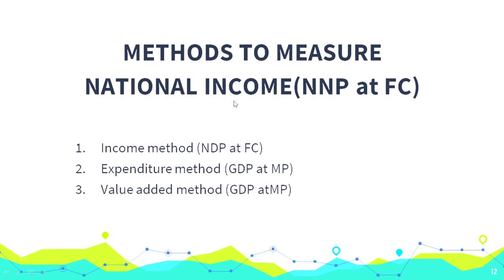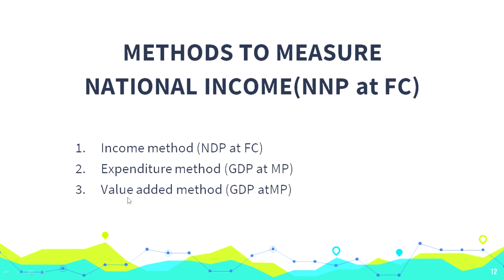First one is national income, which I have informed earlier and you have already learnt it. National income is NNP at FC. Then you have to remember we'll do this national income by 3 methods. Income method, its short form is NDP at FC, which is also called domestic income. Second one is expenditure method, which is GDP at MP.